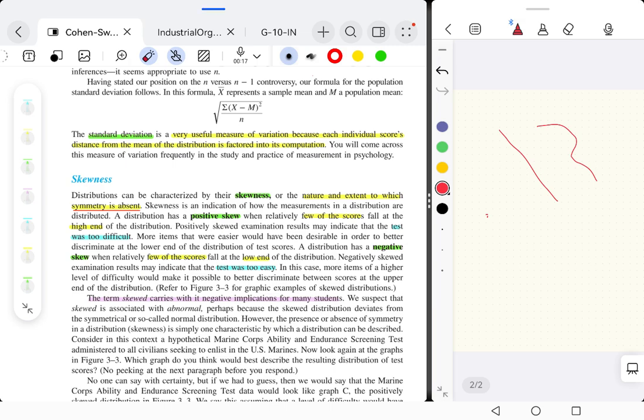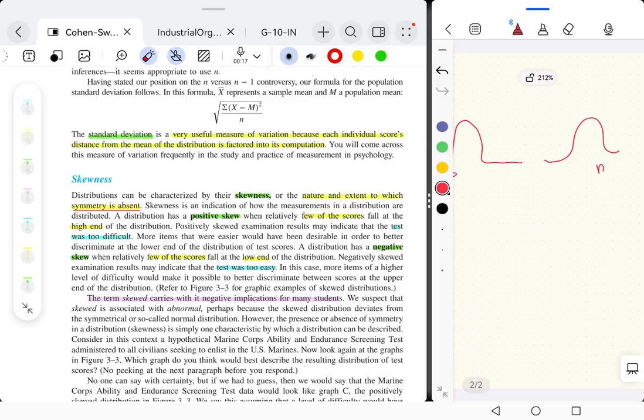Now, I've already discussed this in the last video, but I'm going to discuss it again. When you say positive skew, few of the scores are at the high end. So it looks like this, guys. While negative skew is when relatively few scores are at the low end of the distribution. So it looks like this for the negative. This is positive. This is negative.